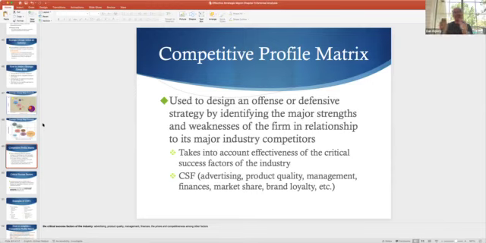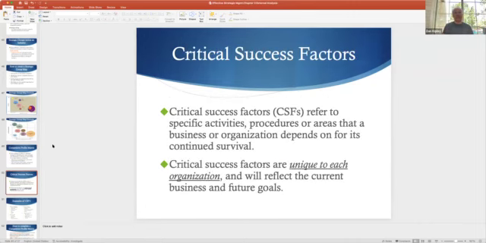So we're going to list our competitors on this matrix. We're going to list and identify those critical success factors. And then we're going to give those factors a weighting of value based on their importance. And then we're going to rate how well our company does and our competitors. So let me show you how this works. First of all, let's talk about critical success factors.